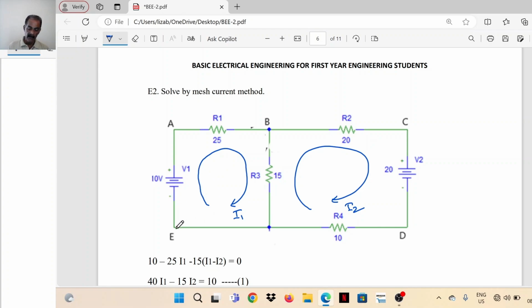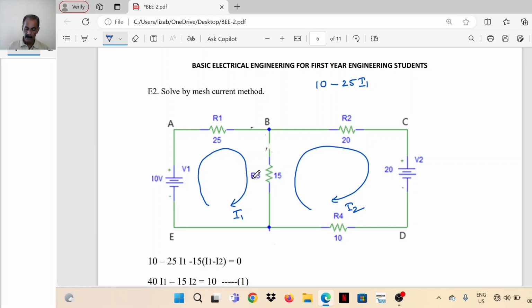We'll start with this 10 volt source. In the direction of the mesh it is a rise in potential, so plus 10. Then the current in this mesh is I1, which flows through resistor R1, so 25I1 is the IR drop. It is negative, minus 25I1.